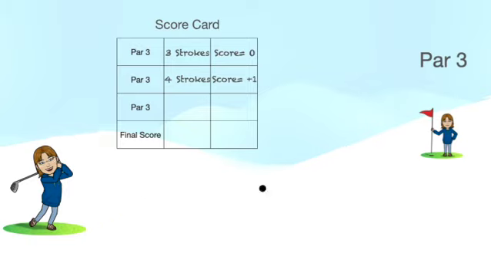I try this hole again, and this time I get it in 2 hits of the ball. So I have 2 strokes. I subtract par from my 2 strokes.